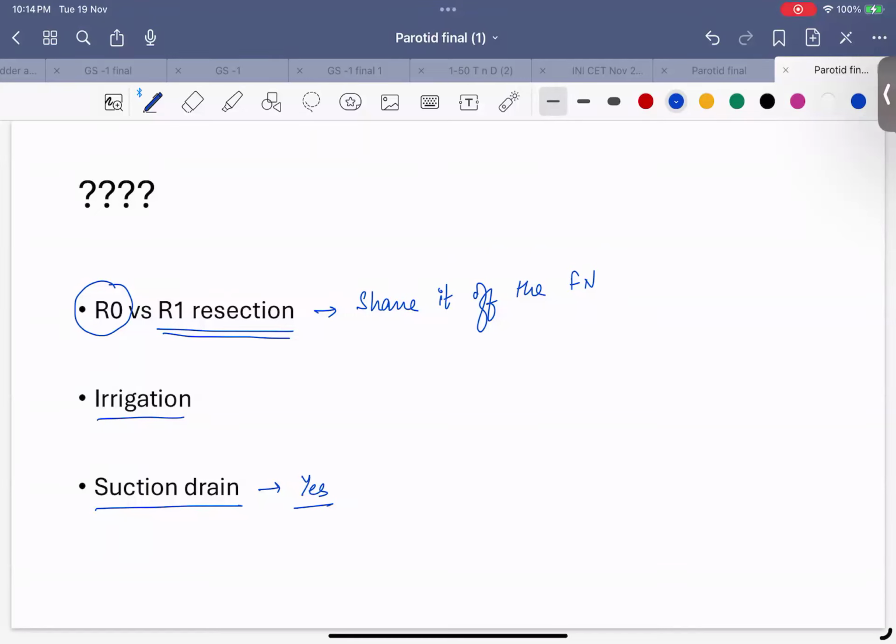So probably it is difficult. I think you will have to follow the principle or philosophy you use. There is no single correct answer for that. In terms of drain, I agree with you that probably you place it and take it out as soon as possible.